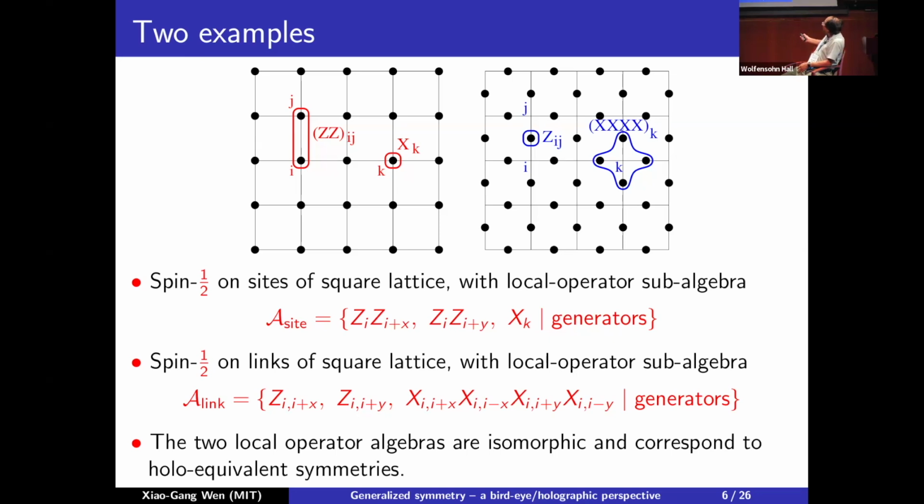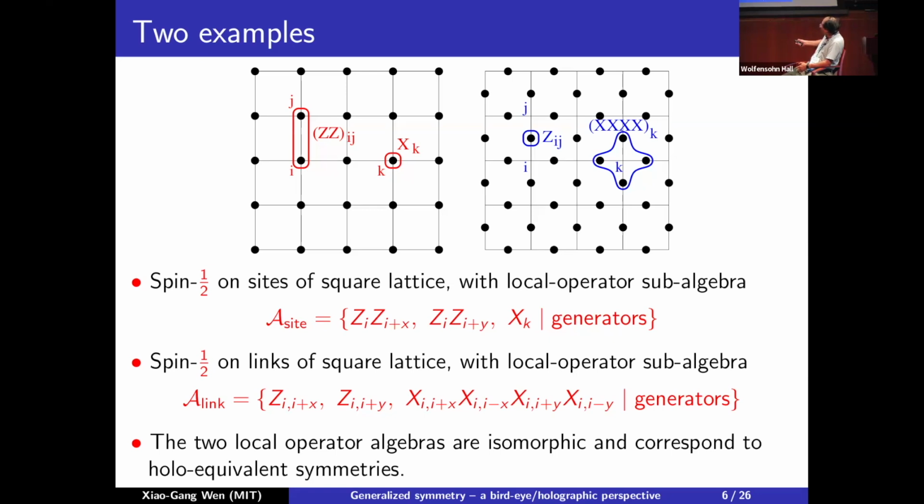In the second model, we have a similar thing. For the operator on the link, we have a Z operator on the link, which also corresponds to the ZZ operator in the first model. And then we have this kind of plaquette operator near the site on the four links attaching this site k. So it's a four-X operator. Okay. And by design, one can see that there's a correspondence between the operators in these two models.